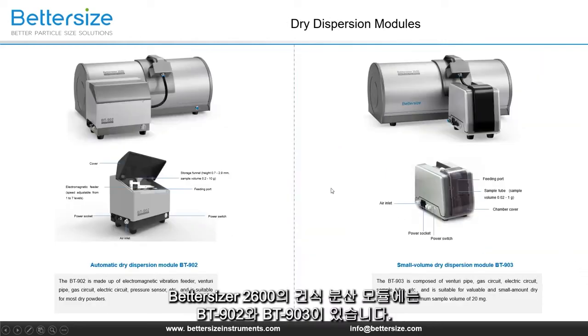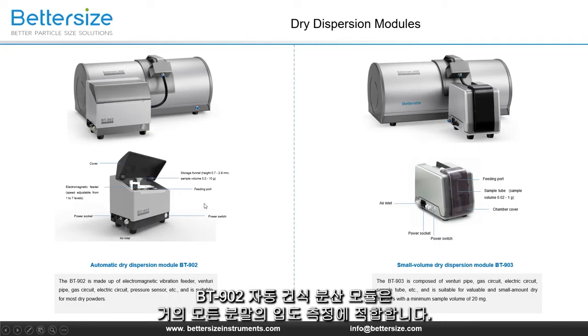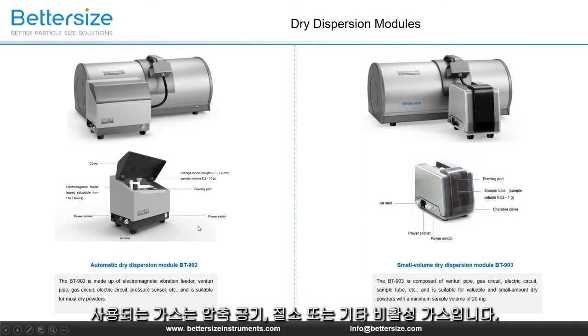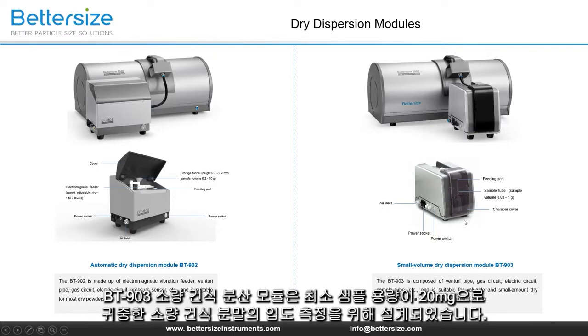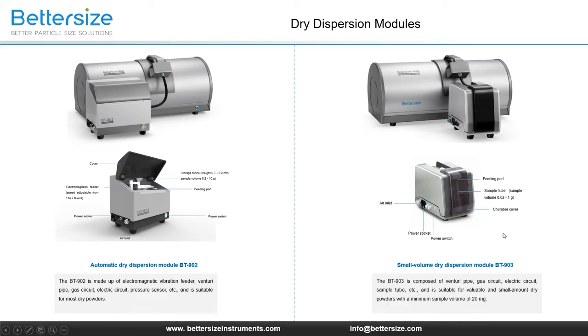Dry dispersion modules of the Bettersizer 2600 include BT902 and BT903. The BT902 automatic dry dispersion module is suitable for nearly all particle size measurements of dry powders. The gas used can be compressed air, nitrogen, or other noble gases. The BT903 small volume dry dispersion module is designed for particle size measurements of valuable and small amounts of dry powders, with a minimum sample volume of 20 mg.